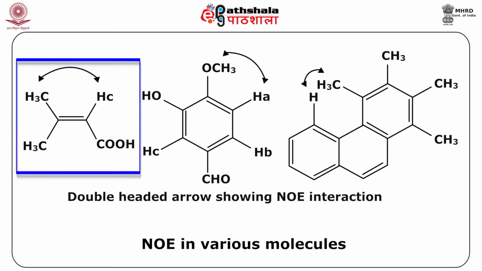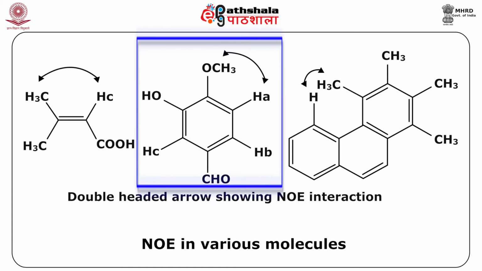If the vinyl proton Hc is irradiated, the intensity, that is the integral value, of the cis-methyl group becomes greater than that due to the trans-methyl group. Similarly, on irradiation of the cis-methyl group, the intensity of the Hc increases, whereas the irradiation of the trans-methyl group, which is at more distance, does not affect the intensity of the Hc signal.